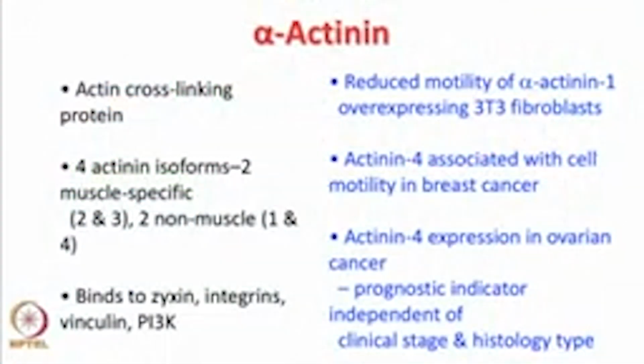Okay. What has also been recently shown is actinin 4 expression in ovarian cancer can be used as a prognostic indicator, independent of clinical stage and histology type. So, these results suggest that alpha actinin, which is an actin cross linking protein, is a critical regulator of motility or invasion.